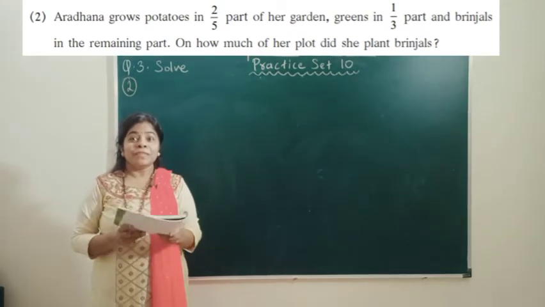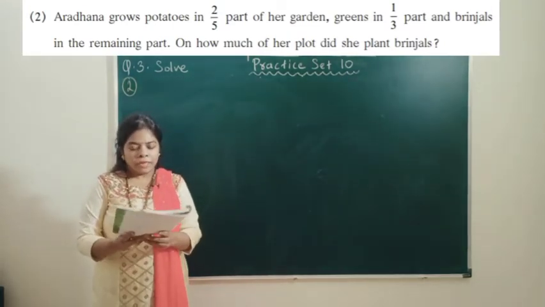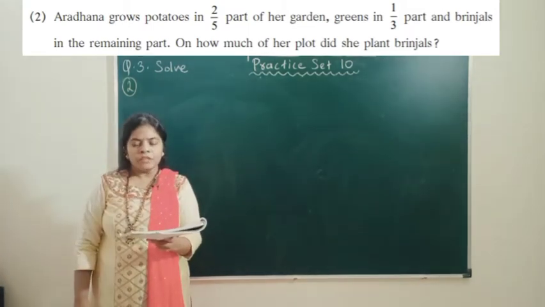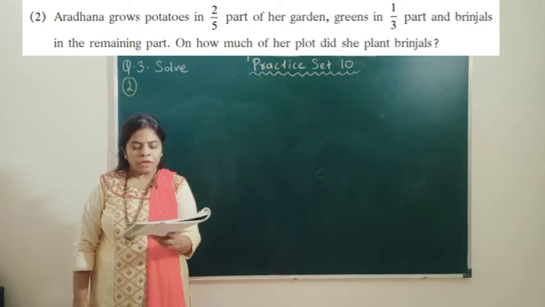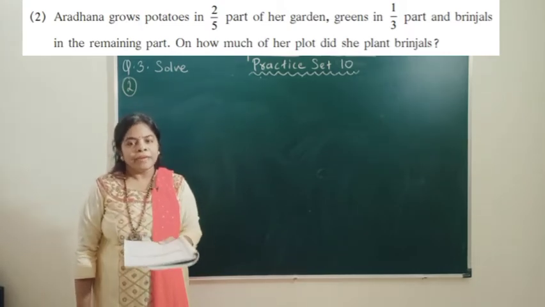Now let us move to the second sum. Aradhana grows potatoes in 2/5 part of her garden, greens in 1/3 part, and brinjals in the remaining part. On how much of her plot did she plant brinjals?